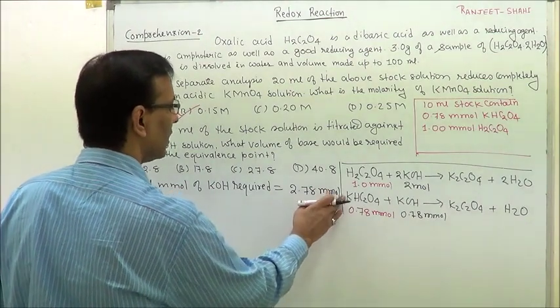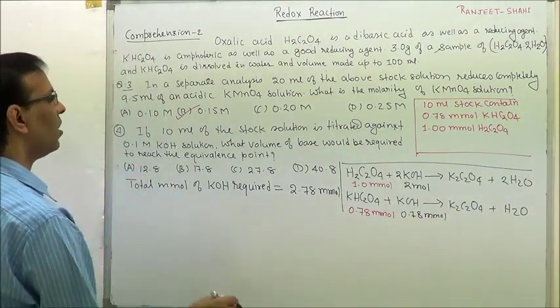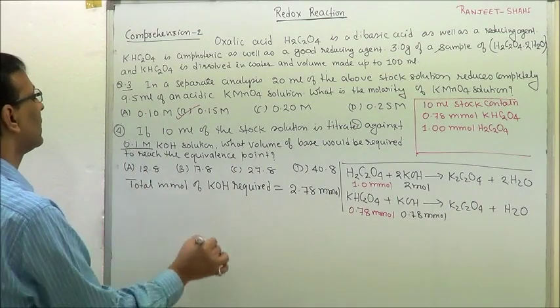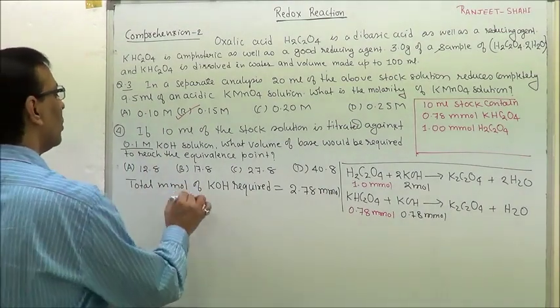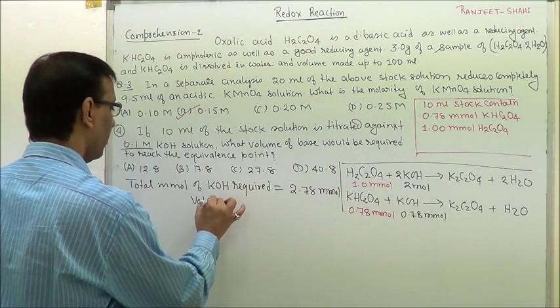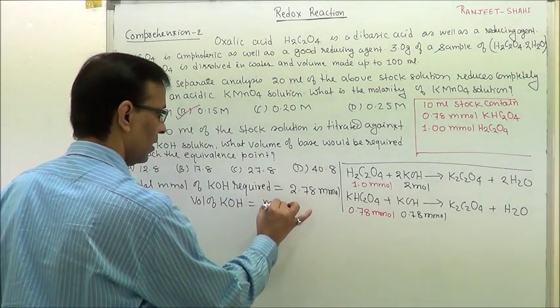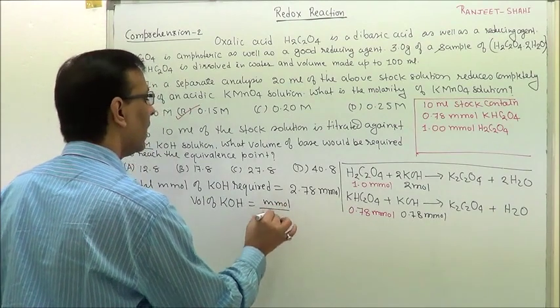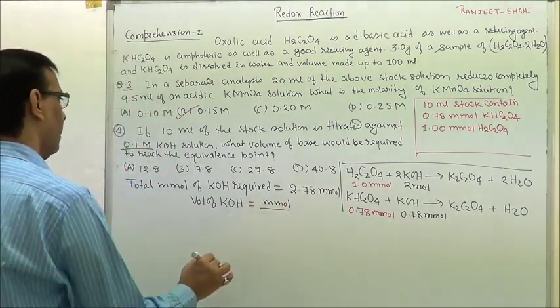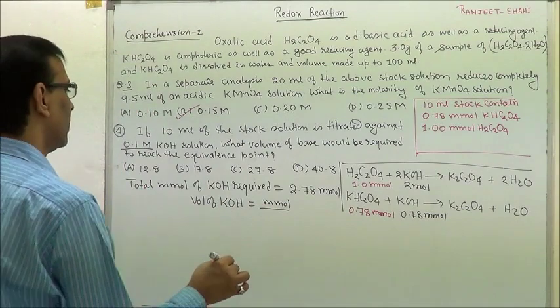And since molarity of KOH is 0.1, the volume of KOH required would be millimole divided by molarity.